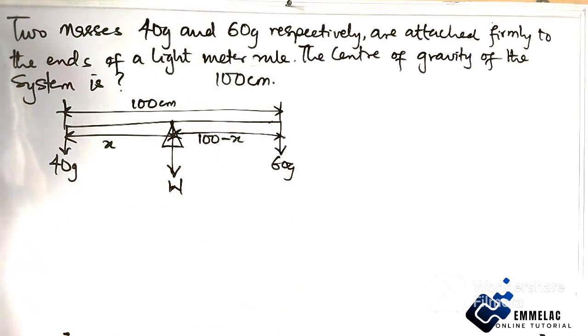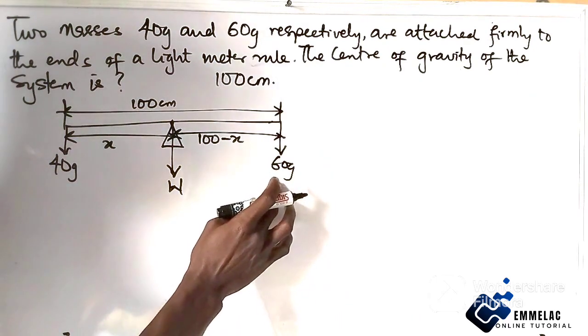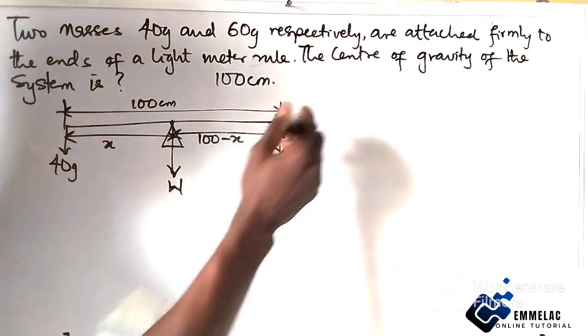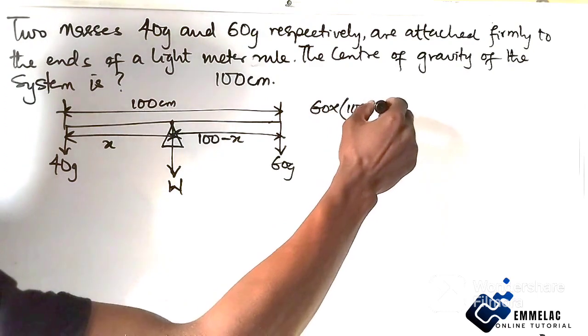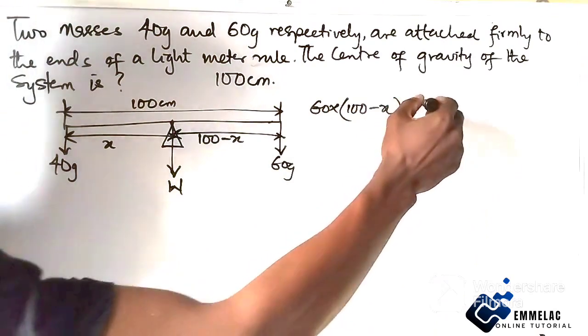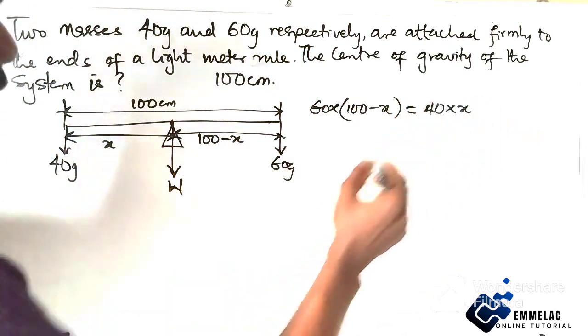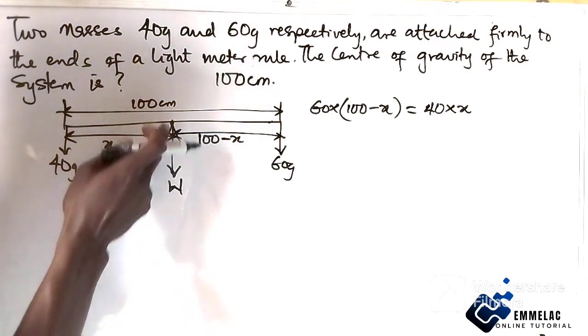Okay, so from here let us take a moment about W. So since we are taking moment from this, we can now see here 60 times this, that will be 60 times 100 minus x. Now will give us 40 times this, 40 times what? X.